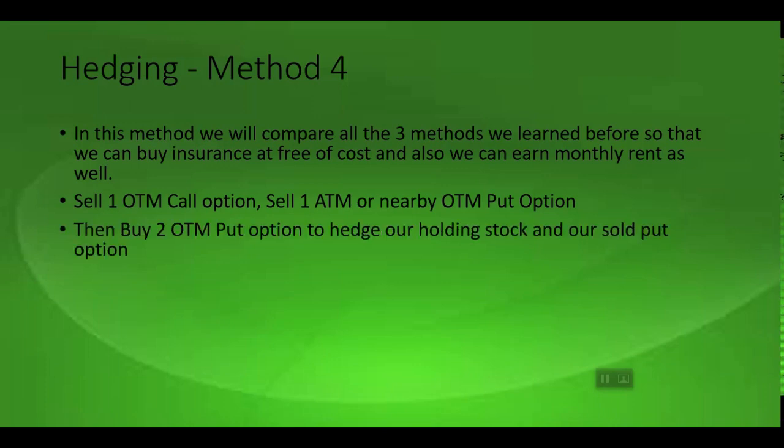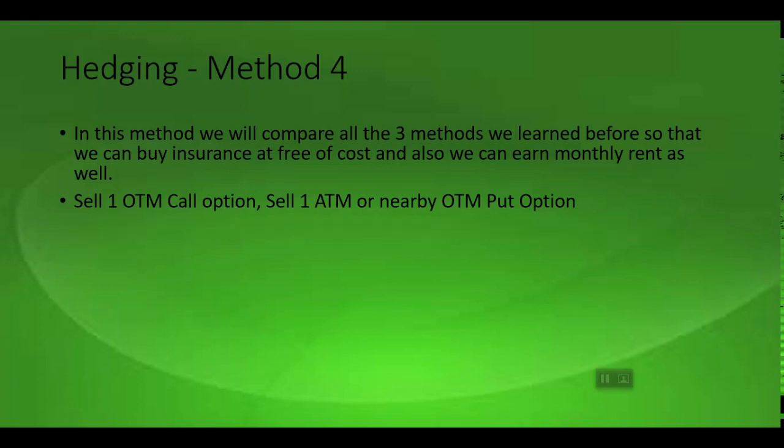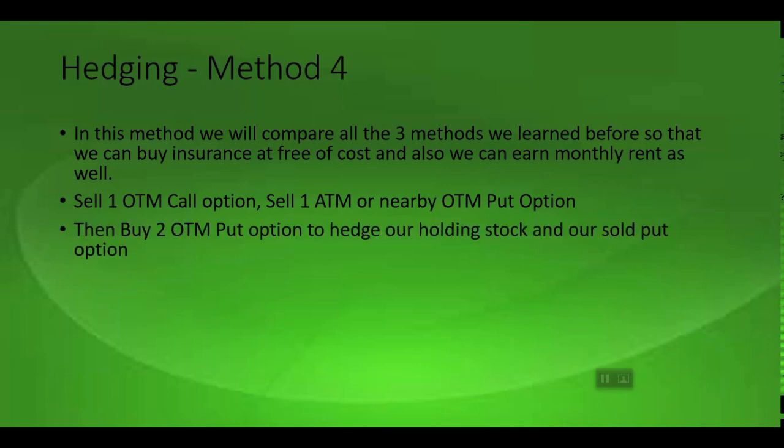So we'll be receiving 2 premiums by selling one out the money call option and one more out the money put option. So now we have two downside risks, right? One is if the stock moves down, our holding stock will start bleeding, and also our sold out the money put option will give us loss. So to hedge both the negative options and the holding stocks, we need to buy two out the money put options, to hedge our holding stocks and to hedge our sold put option.